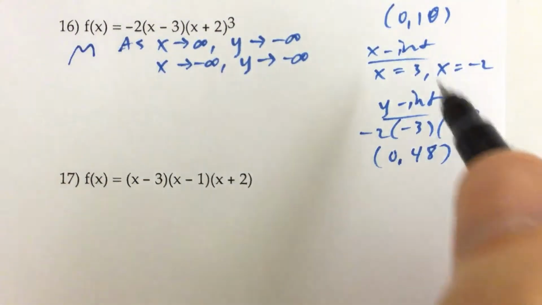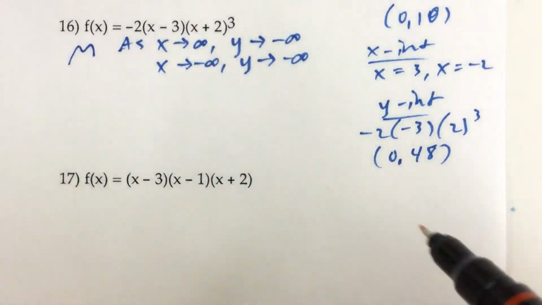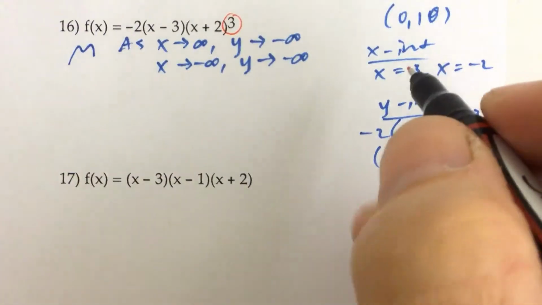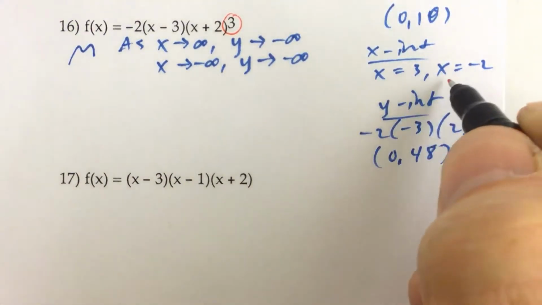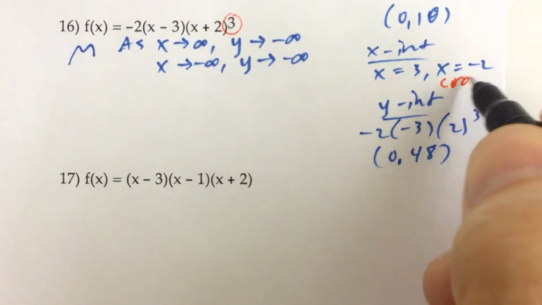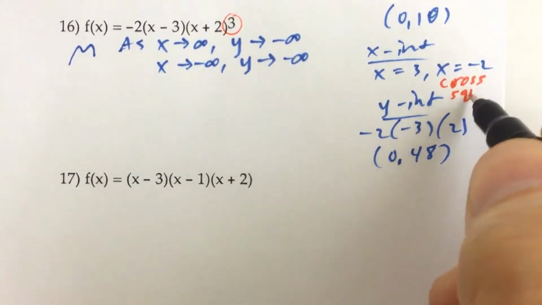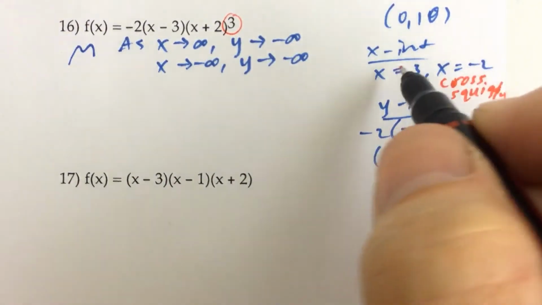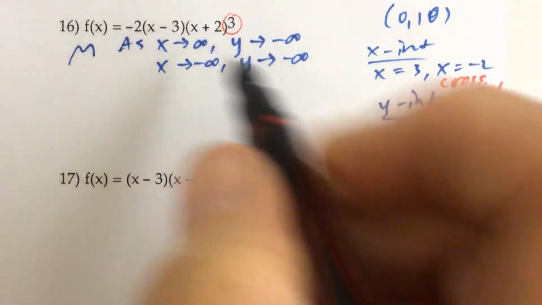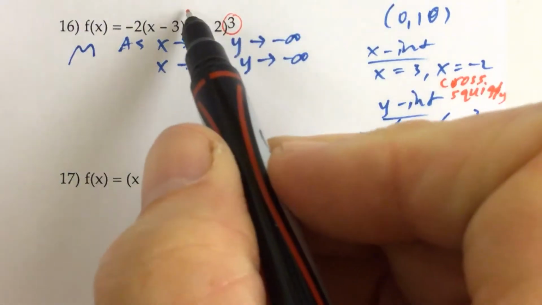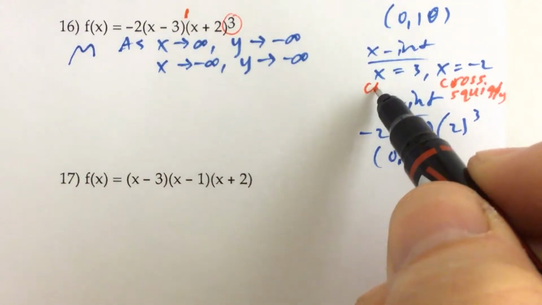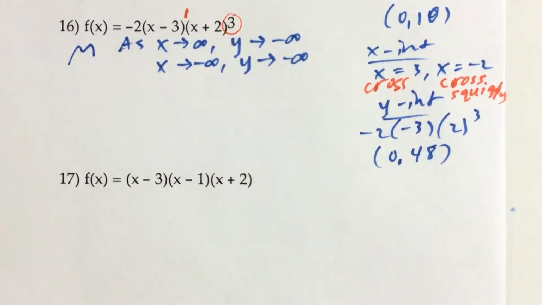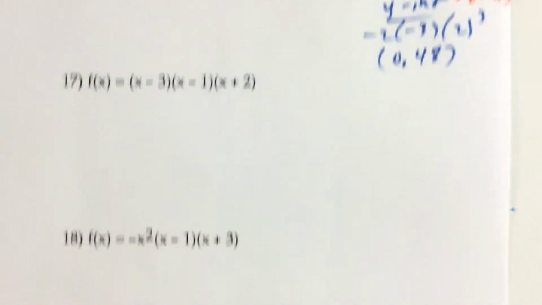Oh, touches, or crosses, that's right. So for graph number 16, since x plus 2 has a multiplicity of 3, we're going to cross the x-axis at negative 2, but with a squiggly. I can't fit that in there, but cross with a squiggly. And then the factor x minus 3 has a multiplicity of 1, so we're just going to cross the x-axis straight through at 3. And then let's go ahead and look at number 17.